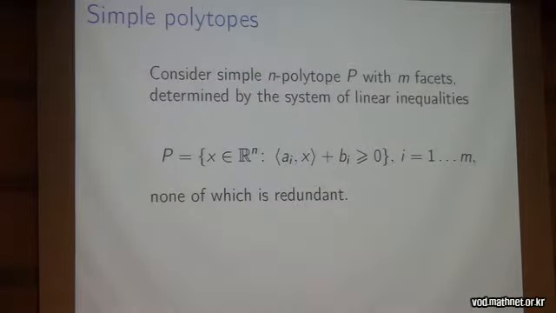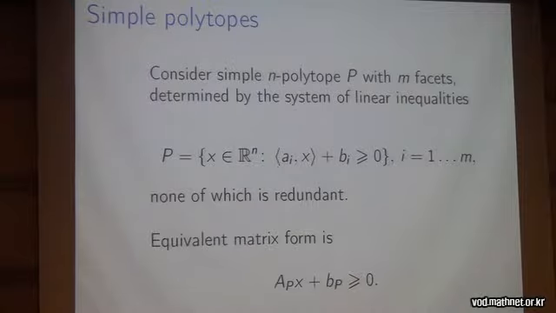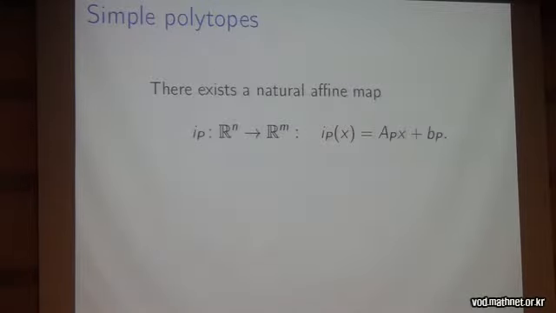Well, we're starting from a simple n-polytope, defined by inequalities of this type. There are no redundant inequalities. There are exactly m of them. And a simple polytope is just a polytope in generic position. Every vertex is the intersection of exactly n facets. So here is the matrix form. And you can see that we naturally have the affine map from R^n to R^m.